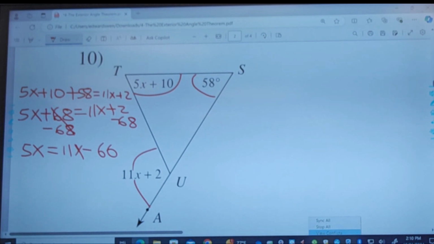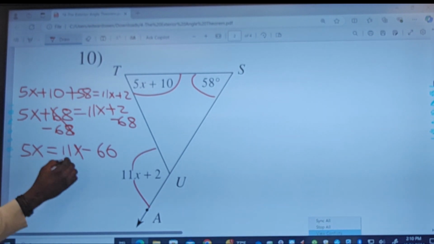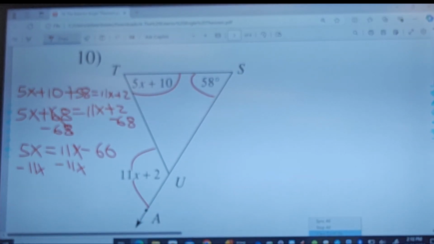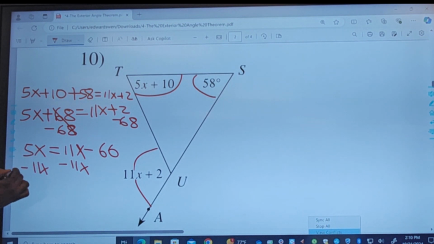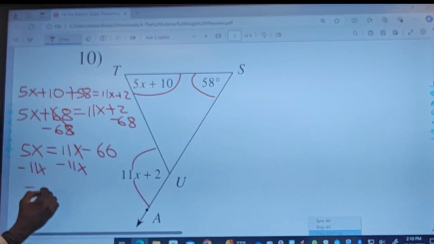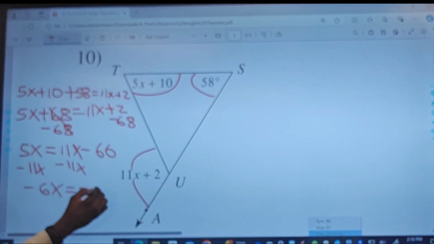What's my next move now? I want to collect the x's on the left. What do I do with this right here? We're going to subtract 11x from both sides. So 5x minus 11x, anybody? Negative 6x. And this is equal to negative 66.